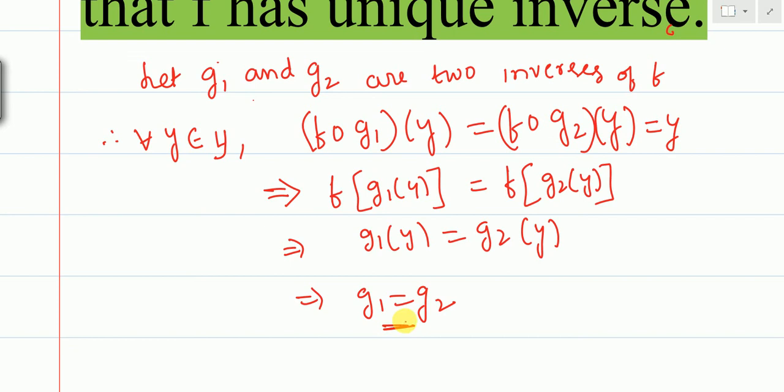So inverse of a function is unique. This shows that inverse of f is unique. F inverse is unique. This is the conclusion.